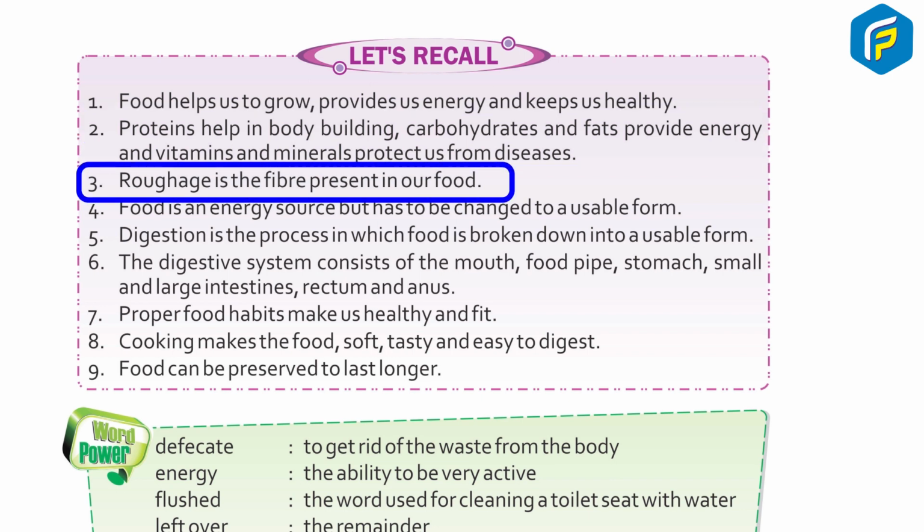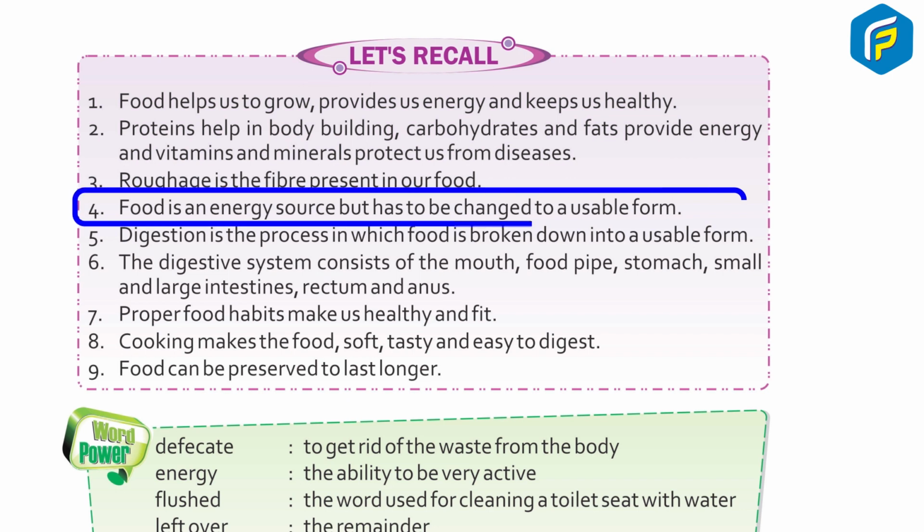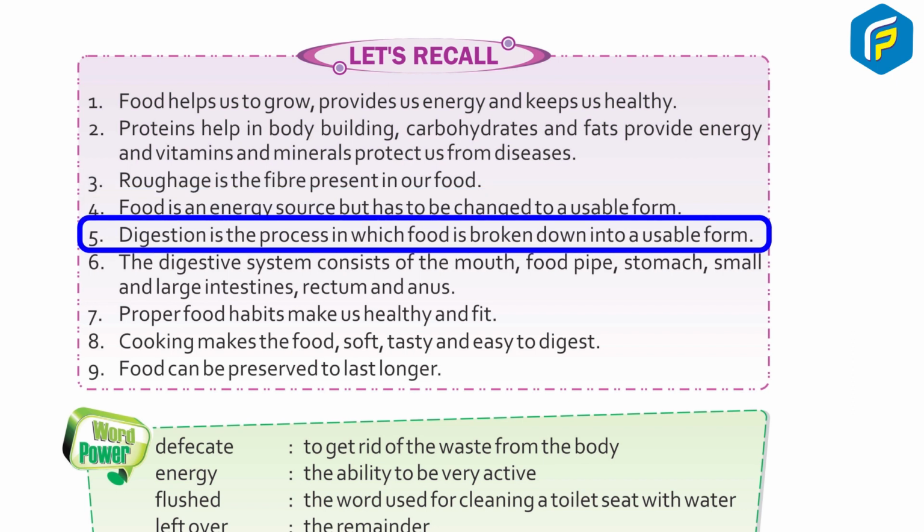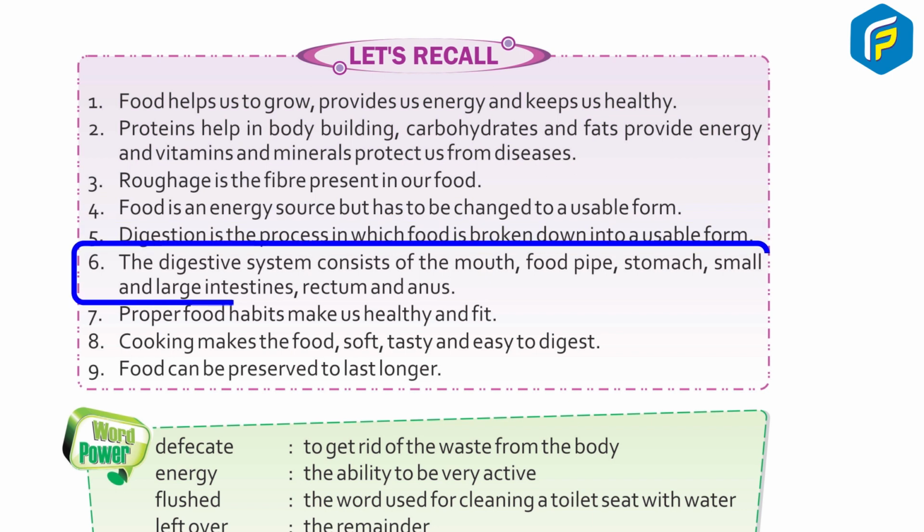Roughage is the fiber present in our body. 4. Food is an energy source but has to be changed to a usable form. 5. Digestion is the process in which food is broken down into a usable form. 6. The digestive system consists of the mouth, food pipe, stomach, small and large intestine, rectum and anus.